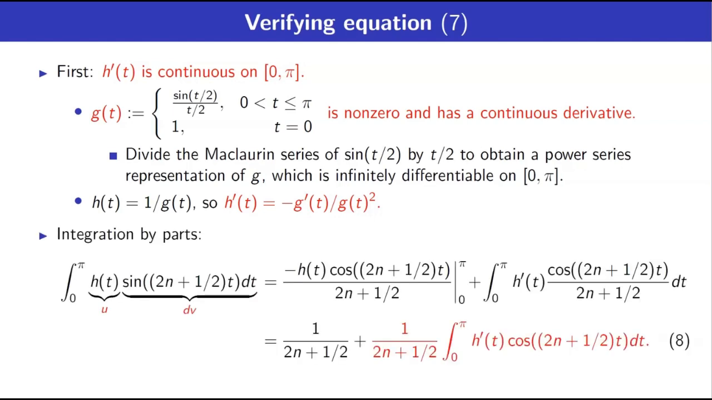With that technicality out of the way, we can proceed to the integration step, where u is h of t and dv is the sinusoid. The first term evaluates to 1 over 2n plus 1/2, since cosine of an odd multiple of pi over 2 is 0 and h of 0 is 1. This term is quite simple, so we just have to deal with the more complicated integral in equation 8.